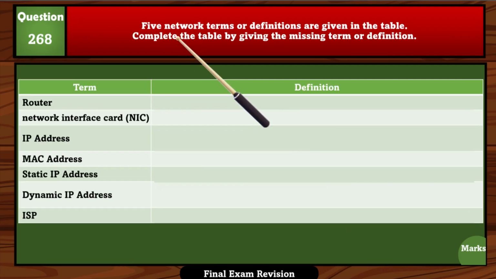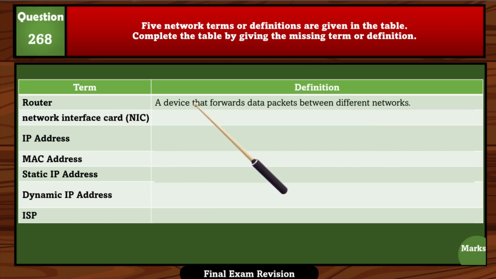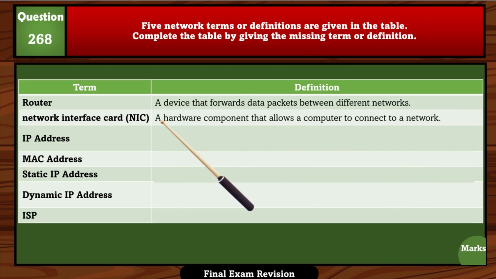Question 268. 5 network terms or definitions are given in the table. Complete the table by giving the missing terms or definitions. Number one, we have router. So what is a router? It's a device that forwards data packets between different networks. Number two, NIC or network interface card: a hardware component that allows a computer to connect to a network.